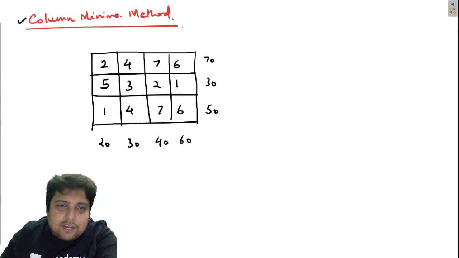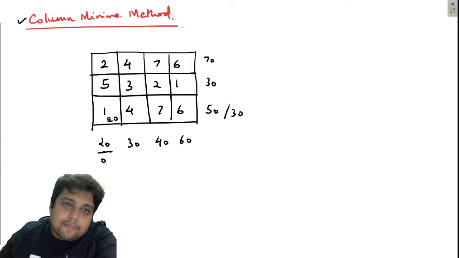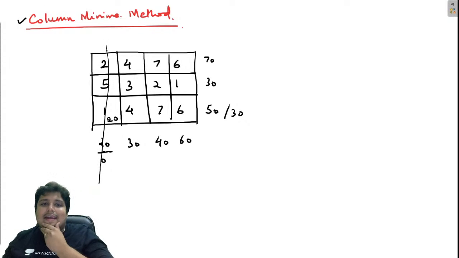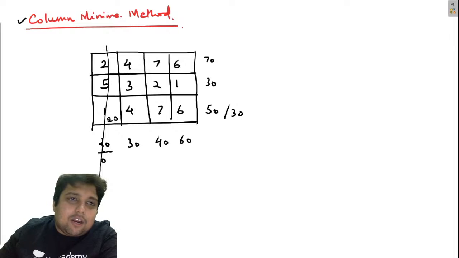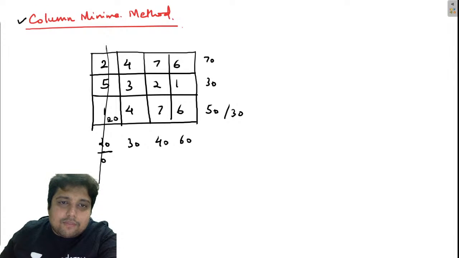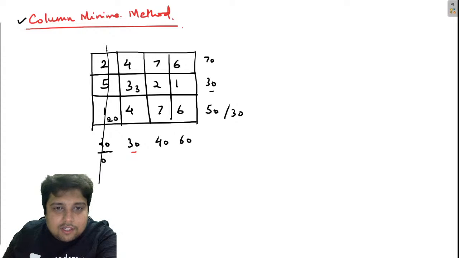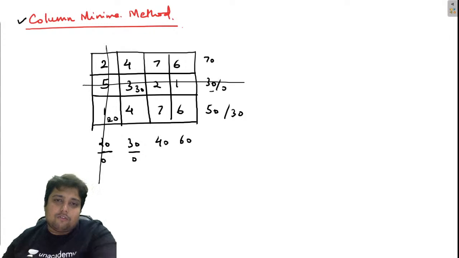So in the first column, the least is 1. It is asking for 20. We can give 50. So let us give 20 here. 0, 30, chopped off, right? Now first column is completely struck off. Let us go to the second column. The cheapest out of the lot is 3. So we will target 3, right? So 3 is asking for 30. We can give 30. So let us give 30. Very nice. 0 here, 0 here, chopped off, right?